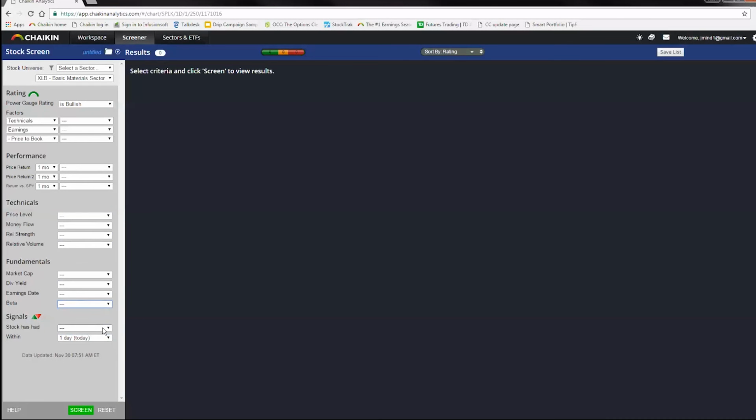Finally, you can search based on our Chaikin Analytics signals. You can look for any buy signal, any sell signal, or just have it return any signals in the stocks you're looking for. Or you can search based on individual signals. Remember to pick the time frame that you want it to search for: today, within the past 2 days, or within the past week. Once you have set all these criteria, click the green screen button and you will see your results pop up in this space over here on the right.